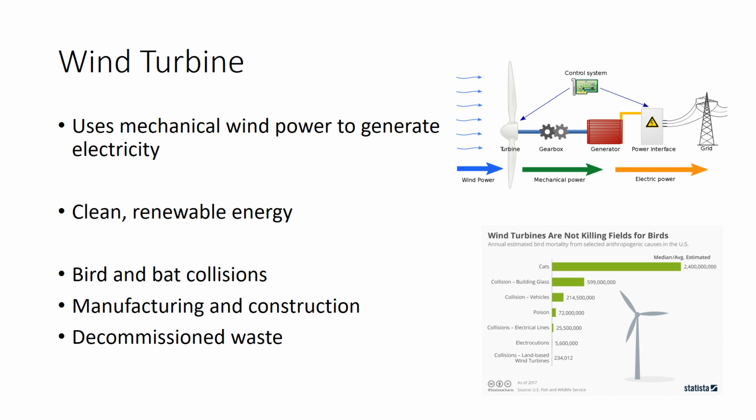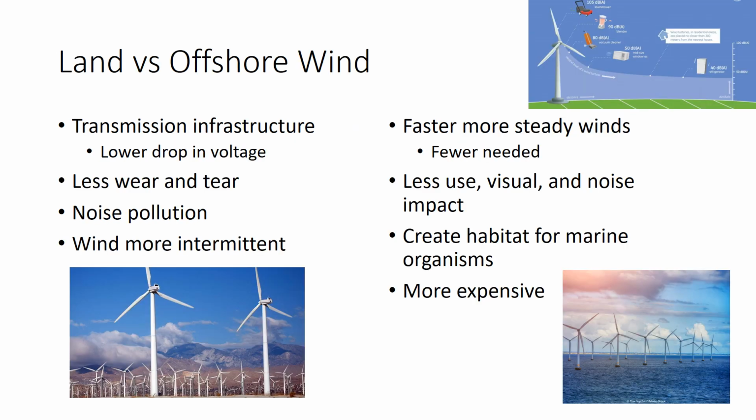It needs to be fairly windy in order to generate a good amount of electricity. So like I said, right, land and offshore are different. You have transmission infrastructure. So it's easier to transmit power on land than in water. On land, there's less wear and tear on your turbines because in the saltwater, things can corrode easier.